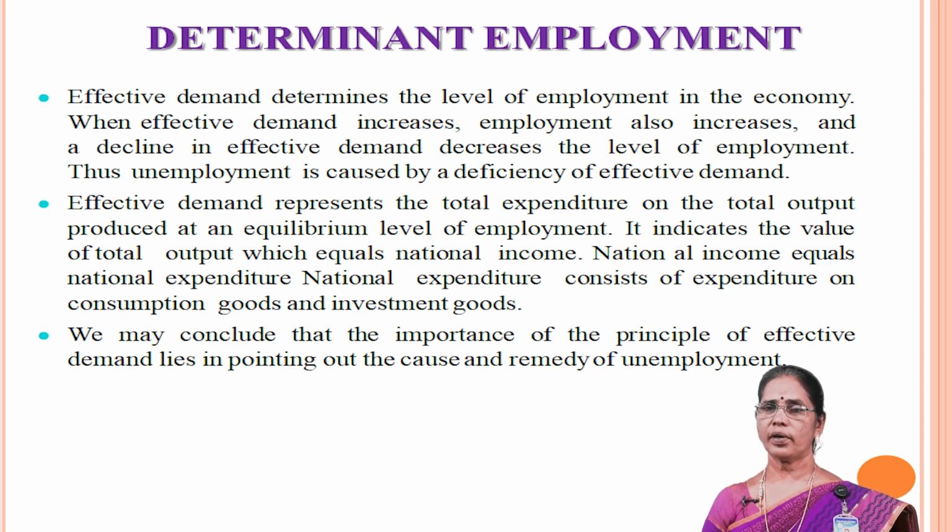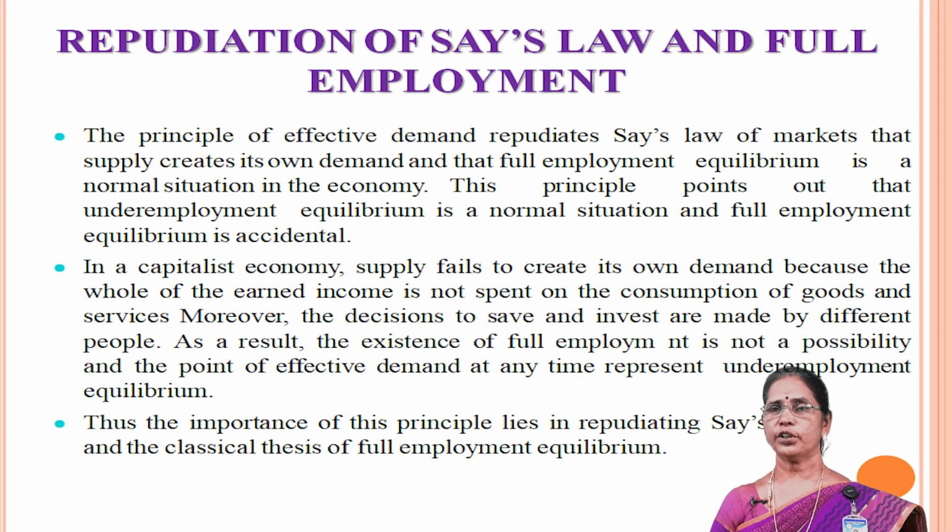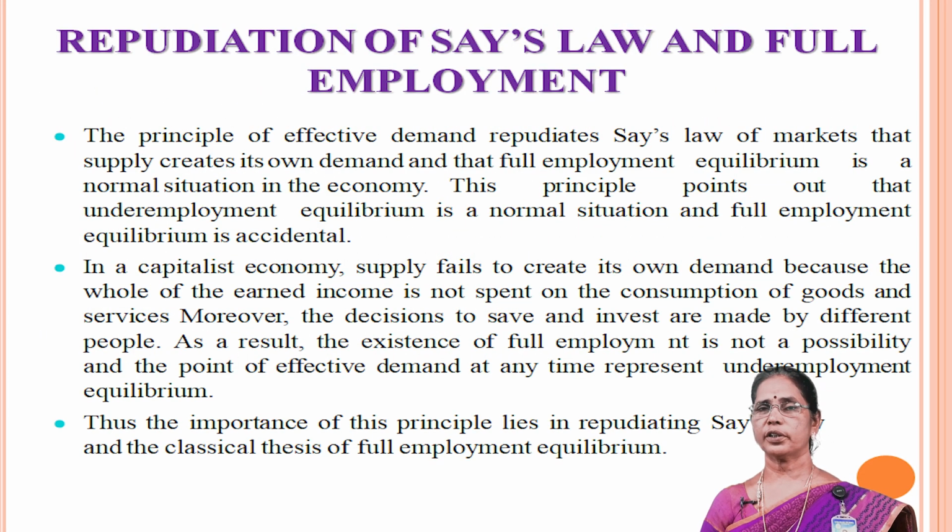It indicates the value of total output which equals the national income. National income equals the national expenditure. National expenditure consists of expenditure on consumption goods and investment goods. We may conclude the importance of the principle of effective demand lies in pointing out the causes and the remedy of unemployment.